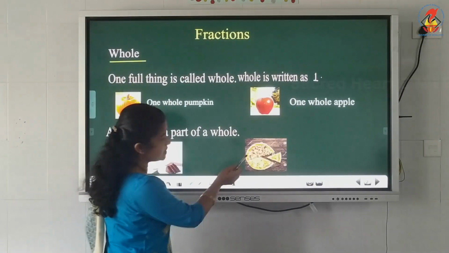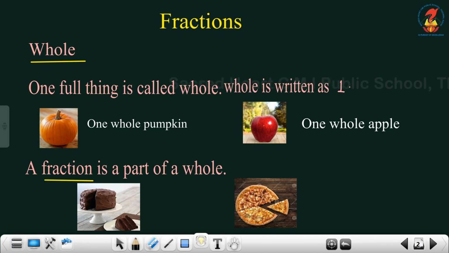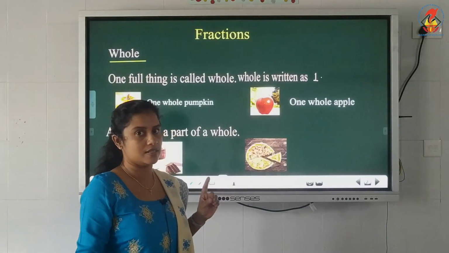Okay. Now here you can see a pizza. From this pizza one part was taken out. And that part is called the fraction. So a fraction is a part of the whole. So read this children, a fraction is a part of a whole. So children, you have studied fractions in first standard. Do you remember? You have studied this, okay.